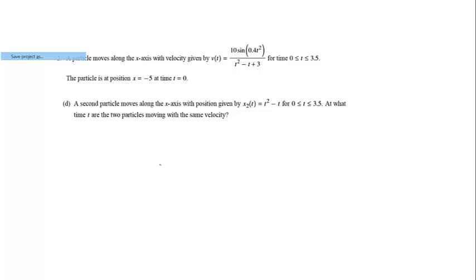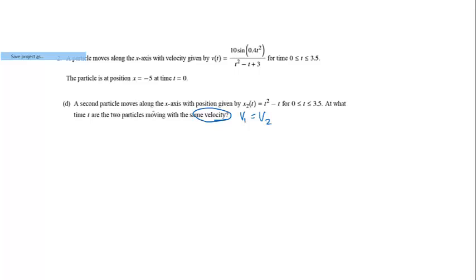All right, part D. Second particle moves along the x-axis with position given by x sub 2 of t equals t squared minus t, still the same time interval. At what time t are the two particles moving with the same velocity? So we want to find out, where does the velocity of particle 1 equal the velocity of particle 2?